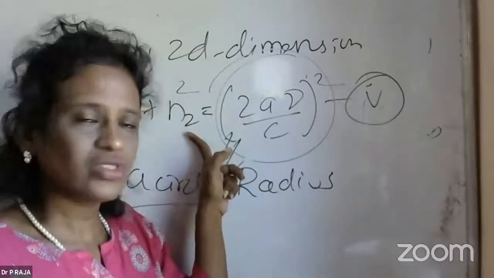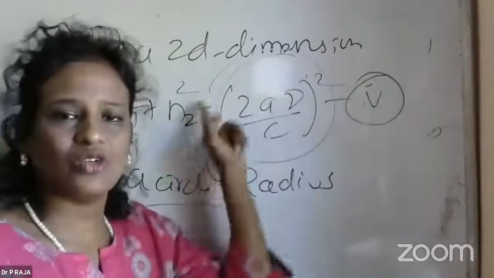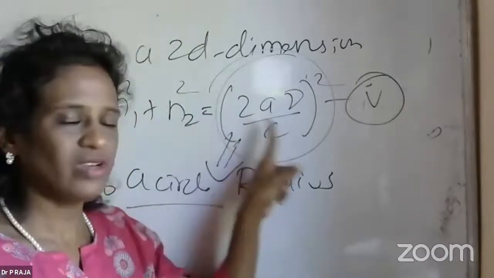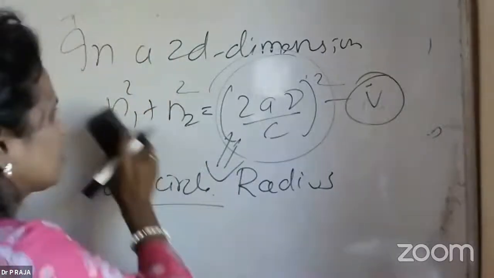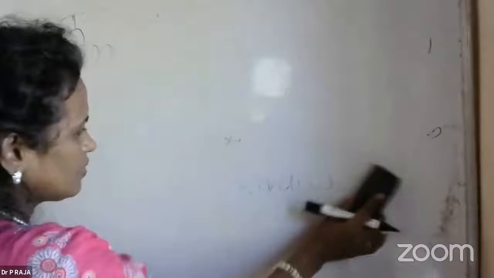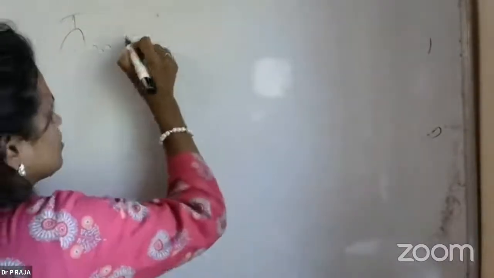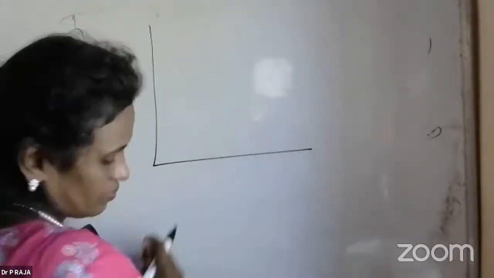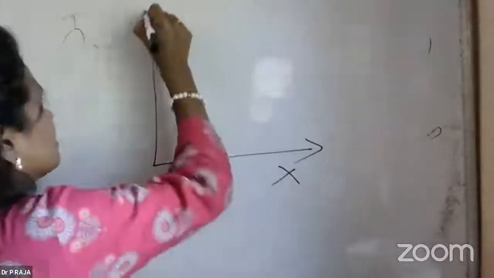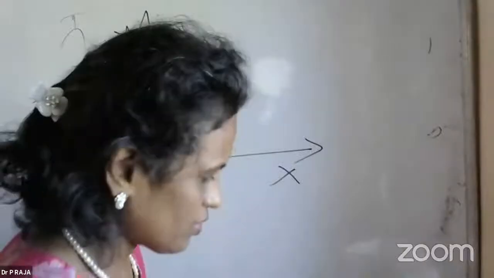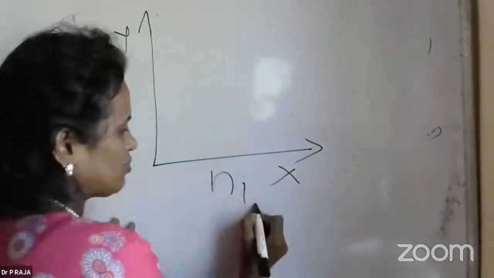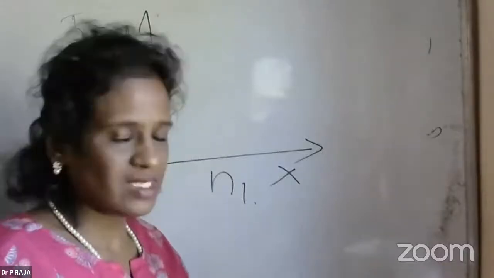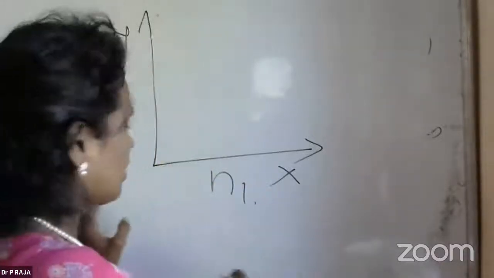Let's take this as the radius of a circle. With these parameters, the x value, y value and the radius, let's draw an imaginary circle. Let me draw this. This is the x-axis, this is the y-axis, x will be represented by n1 and this by n2. And let's assume that we have a quadrant.